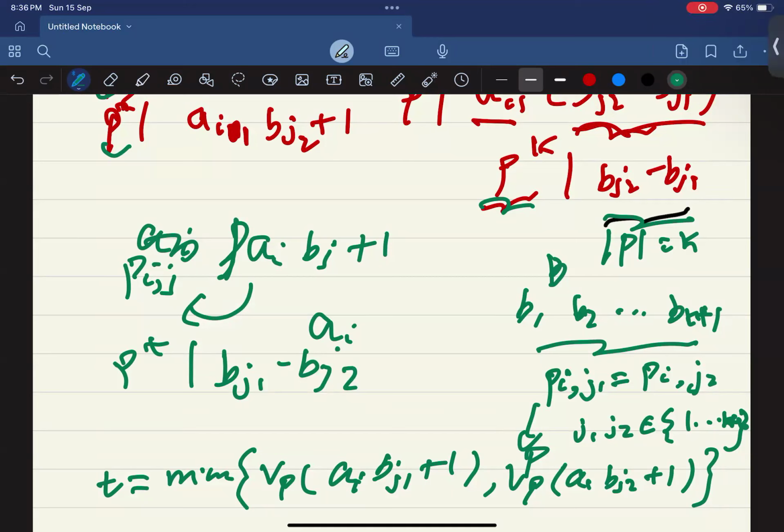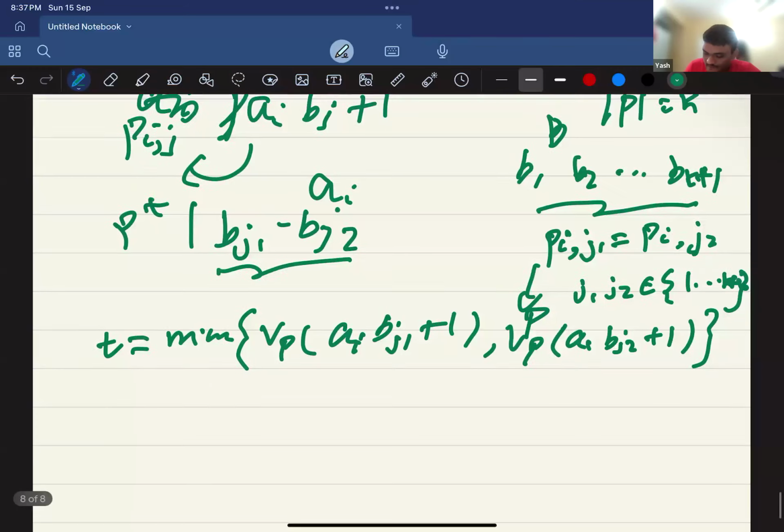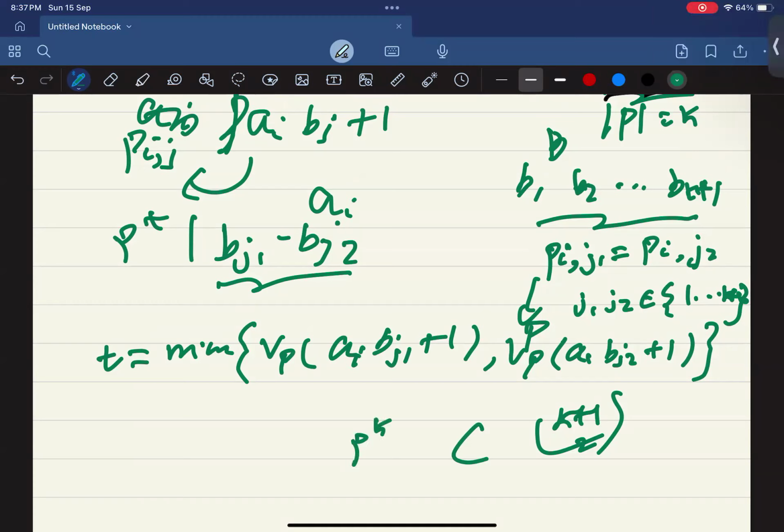Because I just stated that if the difference of two numbers is divisible by p raised to the minimum of the vp of the individual numbers, that is a well known thing, obvious as well. So you will have this condition that p to the t divides it. But then notice that b_{j1} minus b_{j2} is a bounded thing. I consider all such pairs, k plus 1 choose 2 pairs of j1, j2. That is a finite set. So this thing is absolutely bounded by a big constant C, right? That means that p to the t is bounded by that big constant C.